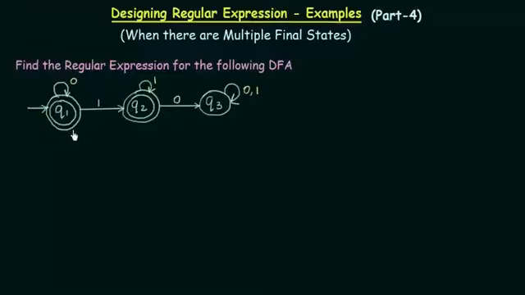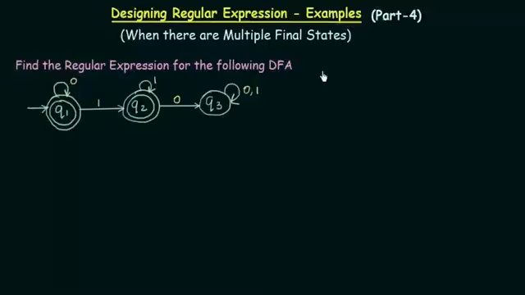The process is very simple. We have to find the regular expressions for all the final states that we have, and at the end we just do the union of them. So let us proceed as we used to normally do. First we'll find the equations for the states that we have. Here we have states Q1, Q2, Q3, and Q1 and Q2 are the final states.